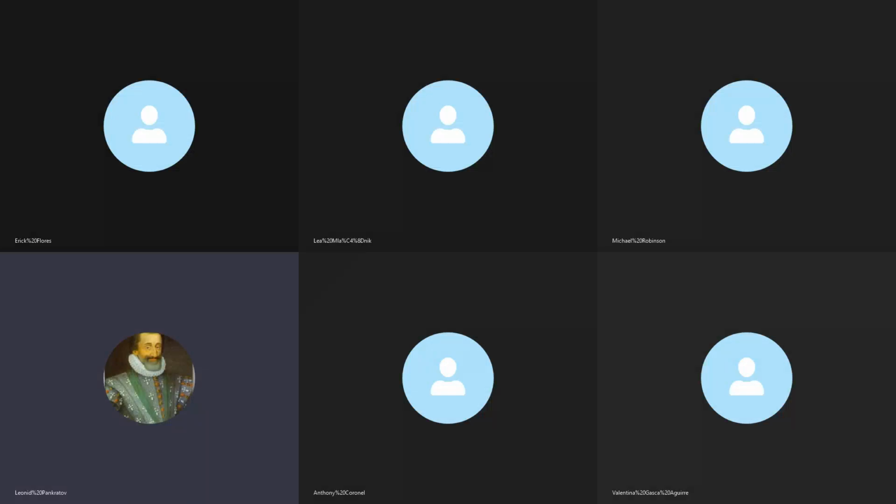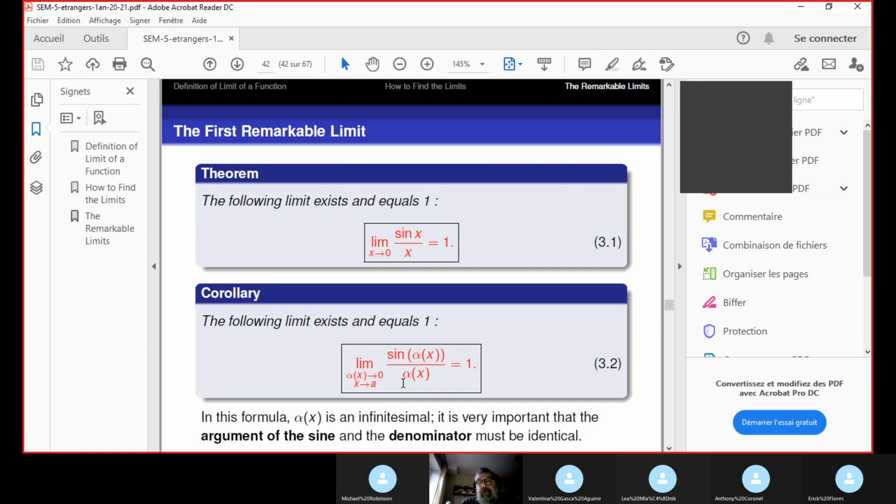Equals A of sinus alpha x over alpha x, it will be also 1. So one important thing that you have: the argument of your function sinus and the denominator of your fraction have to be identical. You see?